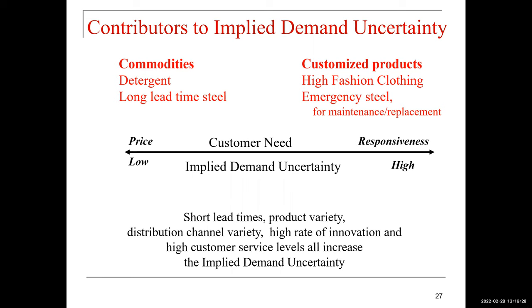So some of the things that we can do: have short lead times, product variety, a distribution channel variety, so you are not just relying on one of them. High rate of innovation and high customer service level all increase the implied demand uncertainty.